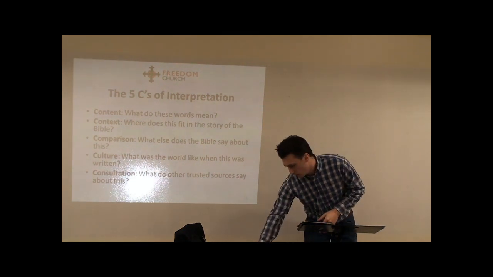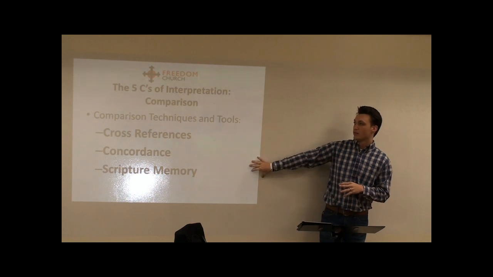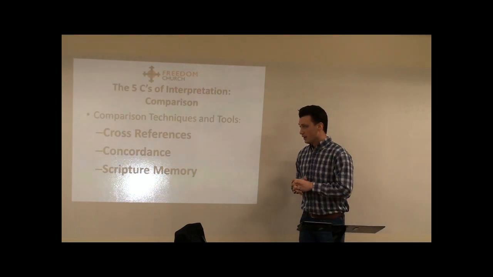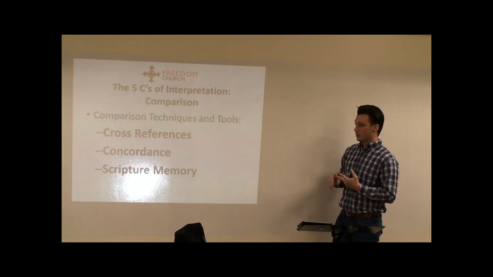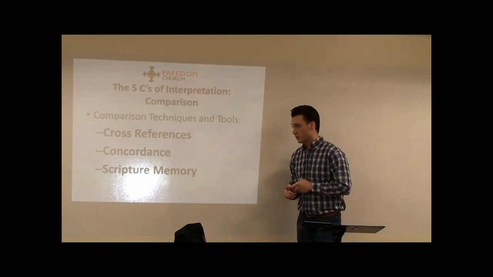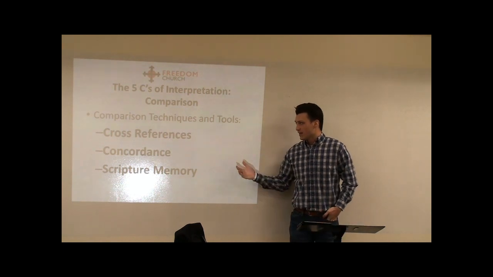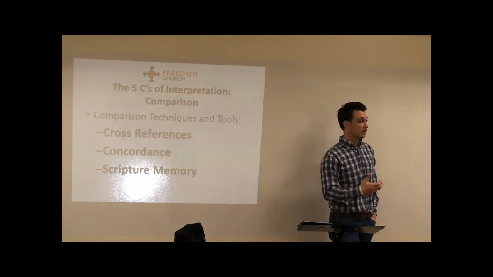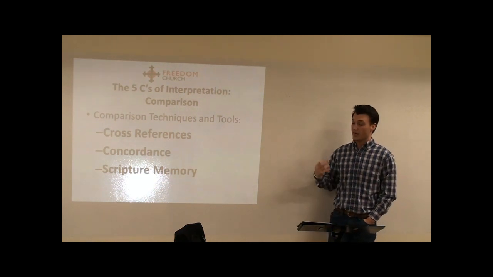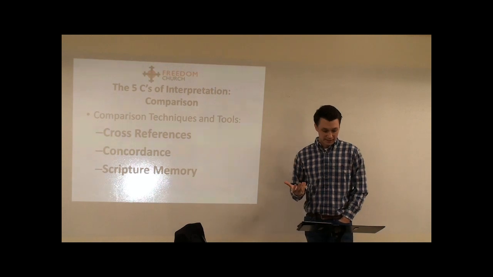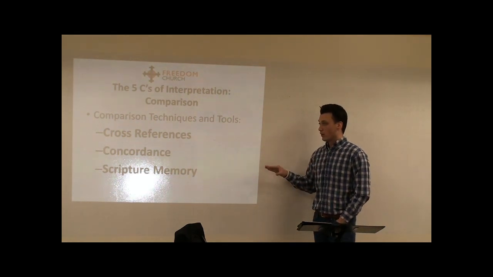So, let's see, moving on. We're going to talk about three different comparison tools and techniques today. They are cross-references, concordance, and Scripture memory. Each of these is a technique or a tool that we can use to help us compare a passage that we're looking at to other passages of Scripture to help us get an idea of what we're talking about. So these are the three we're going to go through.